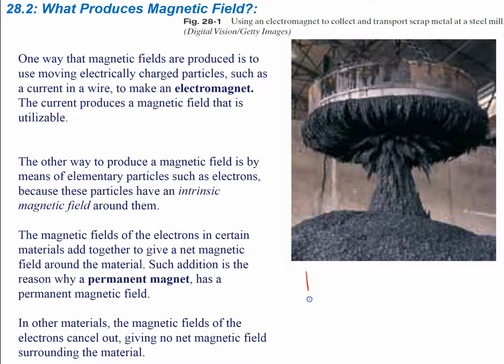Now, we've seen magnets before, simple ones, where you have a north and a south pole, and the arrangement of electrons inside of this magnet is going to determine which pole is positive and which pole is negative. In other materials, the magnetic fields of the electrons cancel out, giving no net magnetic field surrounding the material, just like a regular material.